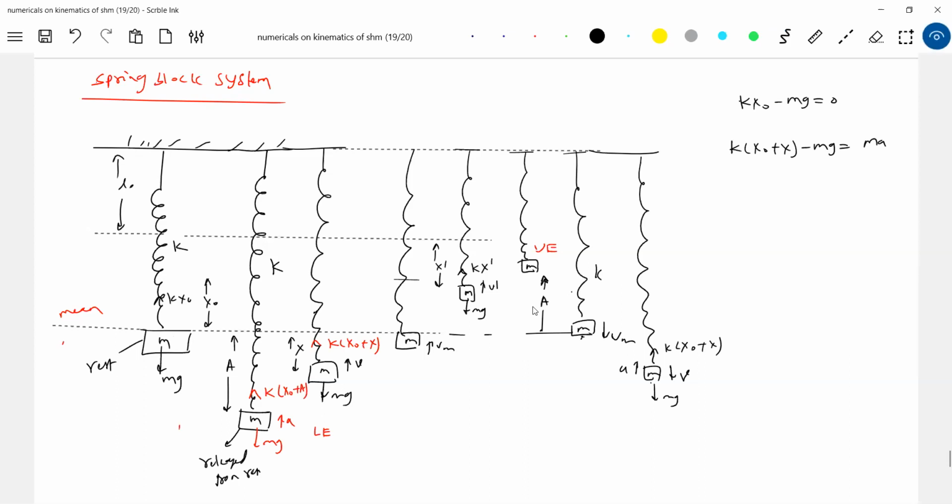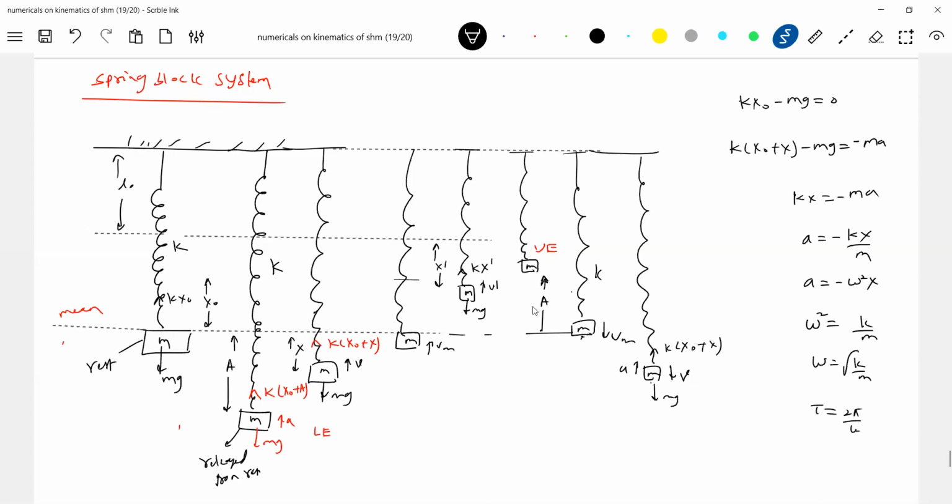And how does this force act? Opposite to displacement, no? Because the displacement was given like this, the force is acting in this direction. Okay, so you put a negative sign here. So Kx naught equals mg will get cancelled out. Therefore Kx equals minus ma, or a equals minus Kx by m. Compare this with the standard equation of SHM. What is omega? Omega square is K by m, or omega equals root of K by m. So T equals 2 pi by omega.